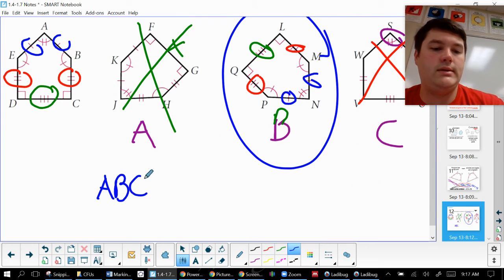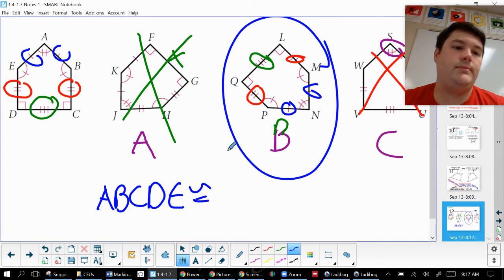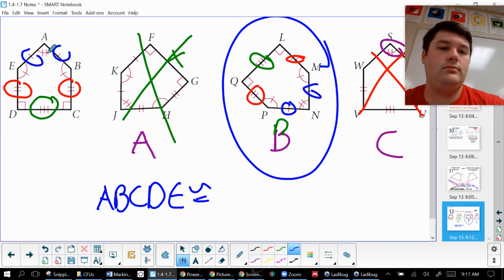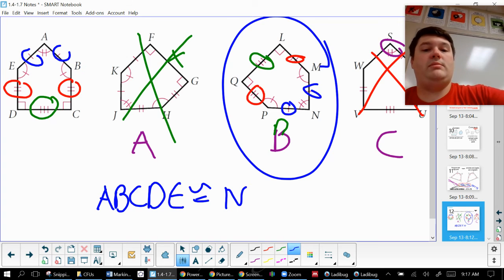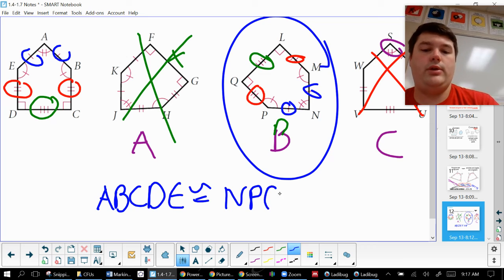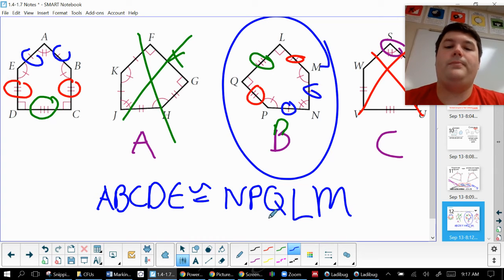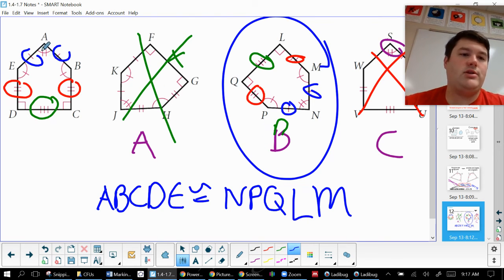ABCDE is congruent to, and we have to match the letters. So let's go through them one at a time. A matched up with N. B, if you envision that being turned, matched up with P. C matched up with Q. D matched up with L. And E matched up with M. So even though you think, oh, I'll just put them in letter order, LMNOPQ, nope. You have to make sure you're matching the letters. A went with the N. Those were the congruent angles.